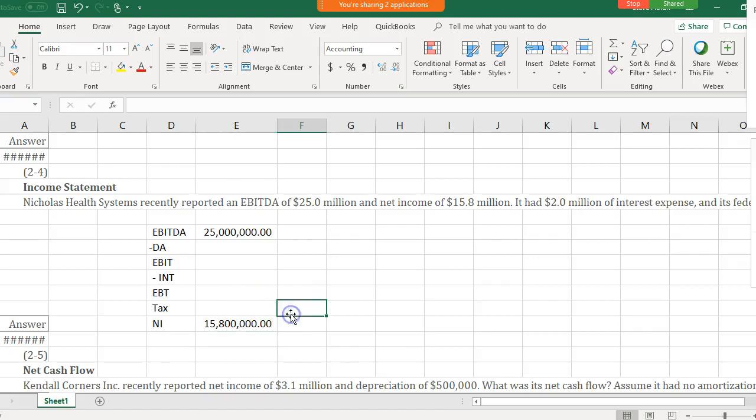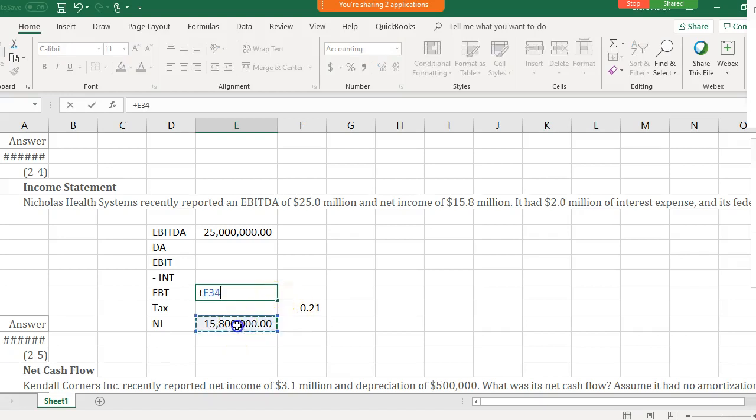Okay, and I know my tax rate's 21%, so I can do the same kind of math I did before, and I can solve for my EBT. So I can take the net income, divide that by 1 minus T, T being the 0.21, and that gets me to my EBT number. Okay, so that means my tax is the difference between the two, right? So we can just basically know that tax is the difference between those two.